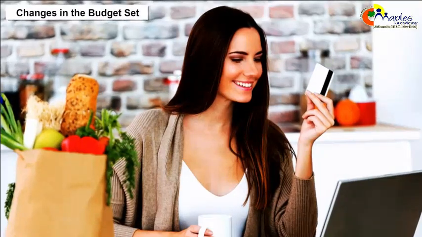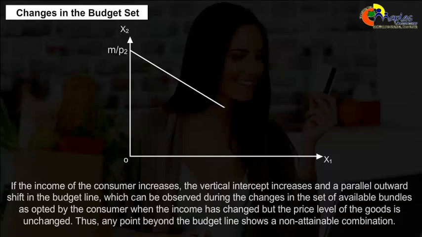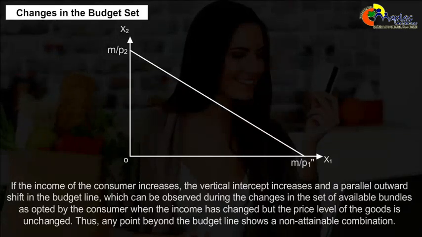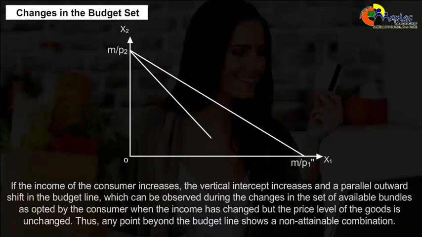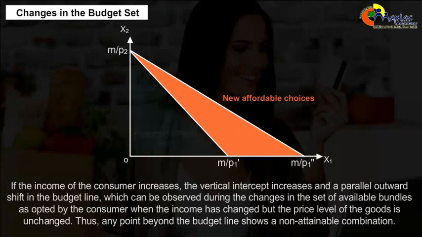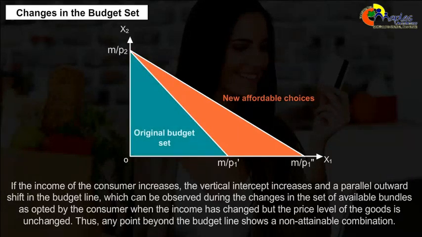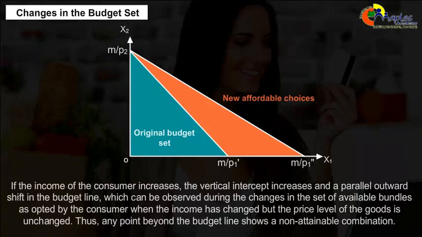Changes in the budget set. If the income of the consumer increases, the vertical intercept increases and there is a parallel outward shift in the budget line. This can be observed in the changes in the set of available bundles chosen by the consumer when the income has changed but the price level of the goods is unchanged. Thus, any point beyond the budget line shows a non-attainable combination.